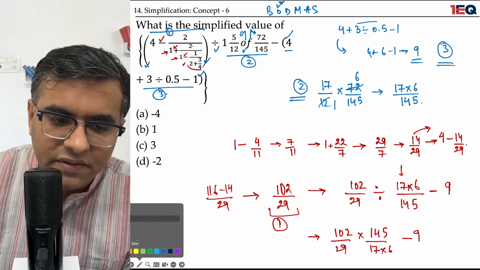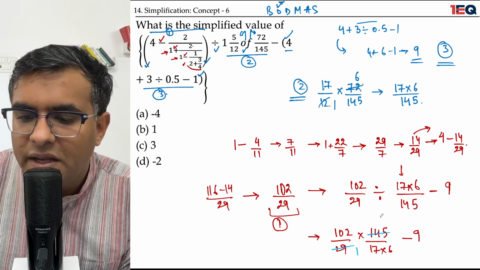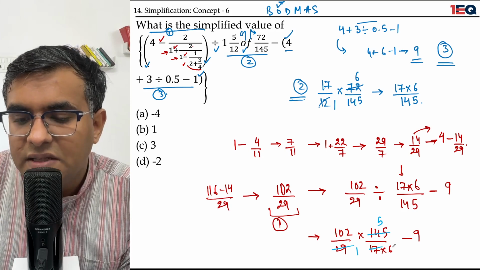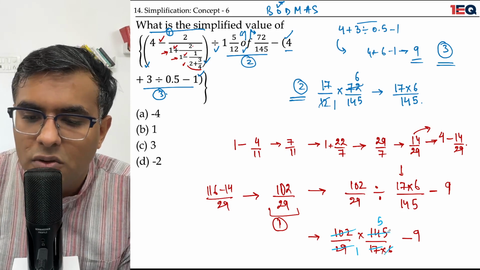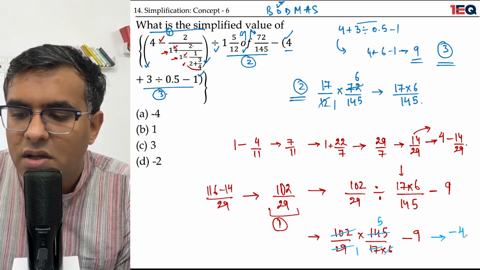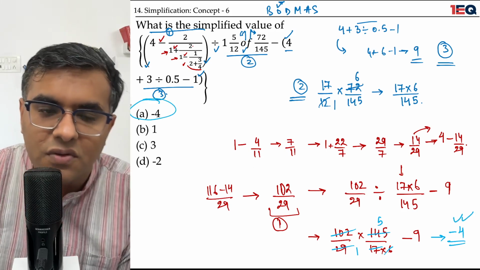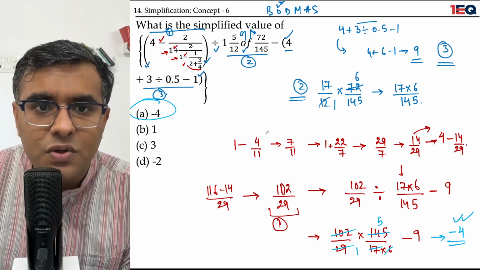Let me solve it with a different pen color. It's going to be quicker for you. 29 ones are 29, 29 fives are 145, 17 sixes are 102, and 102 is cancelled over here. So 5 minus 9 would give me the final answer as minus 4, and that is my option over here.